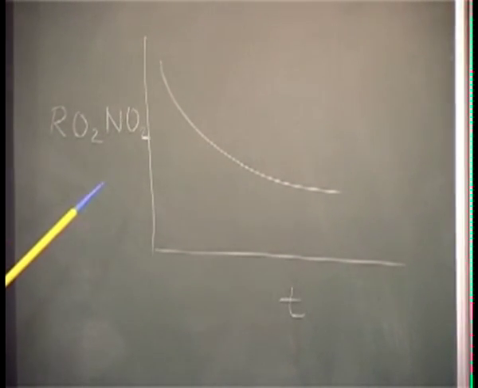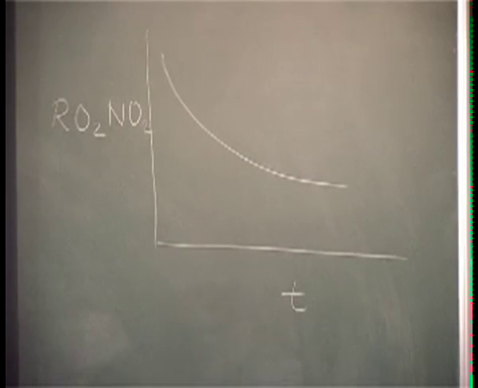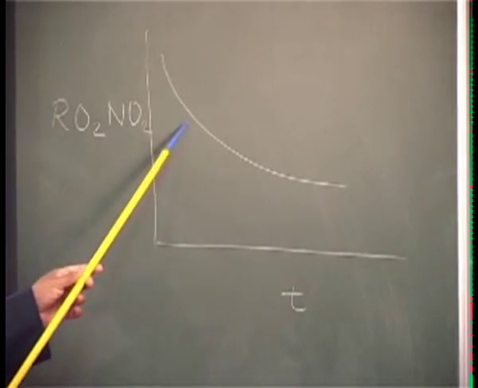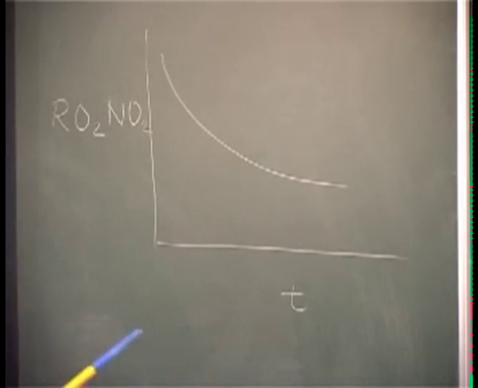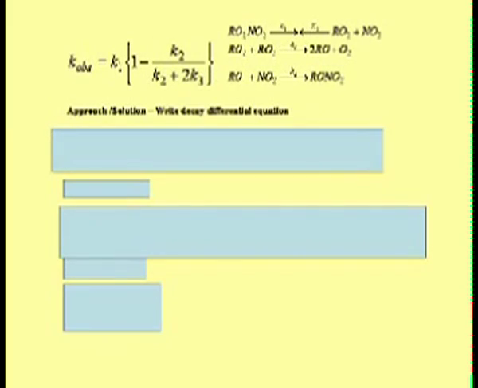Is this equal to K1? No. I can find the slope. I am sure you must have done dC/dt equals minus kC. I can just write dC/dt equals minus kC and find the k. That k is not equal to K1, but it is a combination of K1, K2 and K3. And what is that combination? That is what you have to derive. I have done this one to some extent, to a large extent. So what I want you to do is write the differential equation for the decay of RO2NO2.